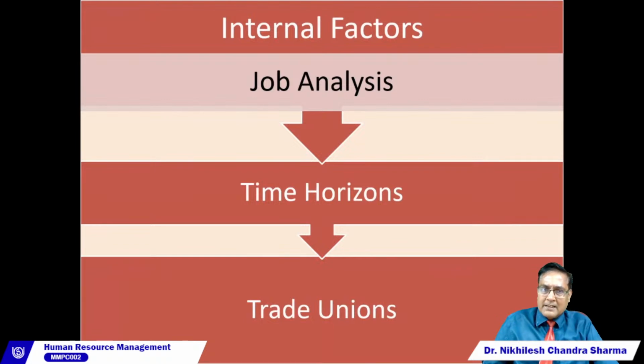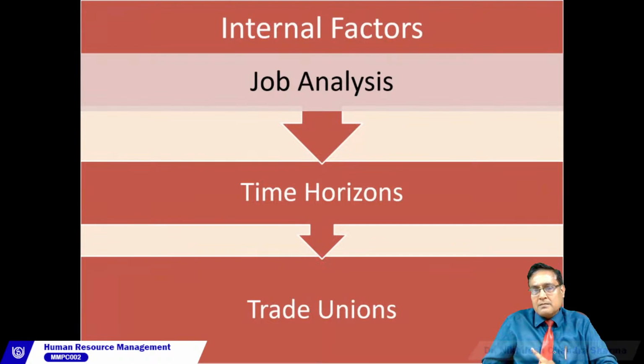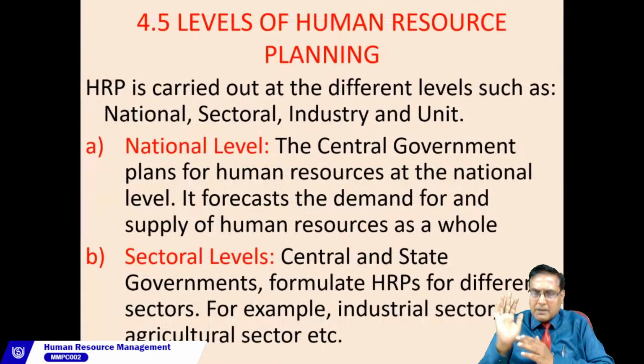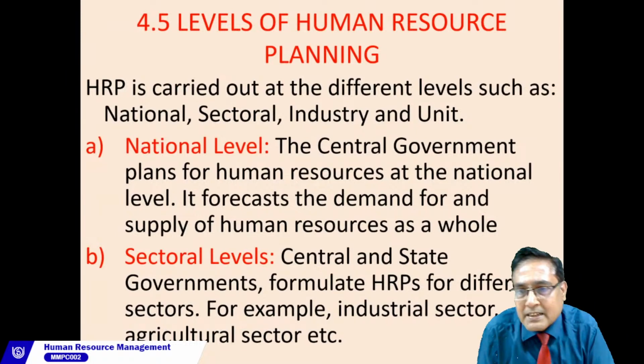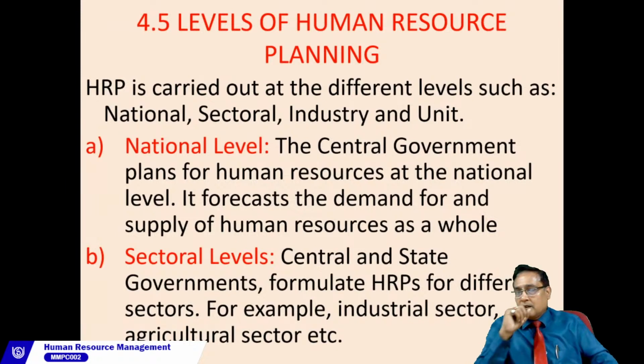The two types of factors are clearly indicated here. The first factor was external, and the second is the internal factor, which impact human resource planning. Now the levels. HRP is carried out at different levels, such as the national level, sectoral level, industry level, and unit level. So various levels are there.